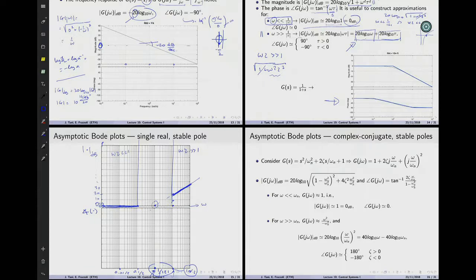So what happens in the middle? Well, in the middle we will just approximate and say it's 0 up to here, and then it grows like this. So it's easy to draw. This is not really what the value of the magnitude of the transfer function is, but it's very close. It's close enough that it's an approximation we can use in order to draw conclusions from transfer functions.